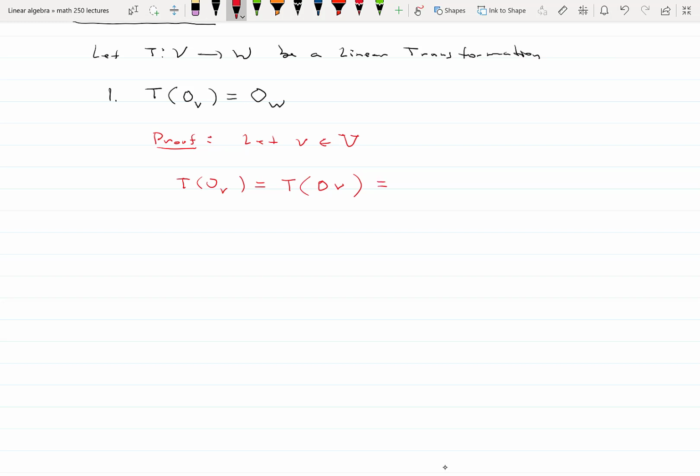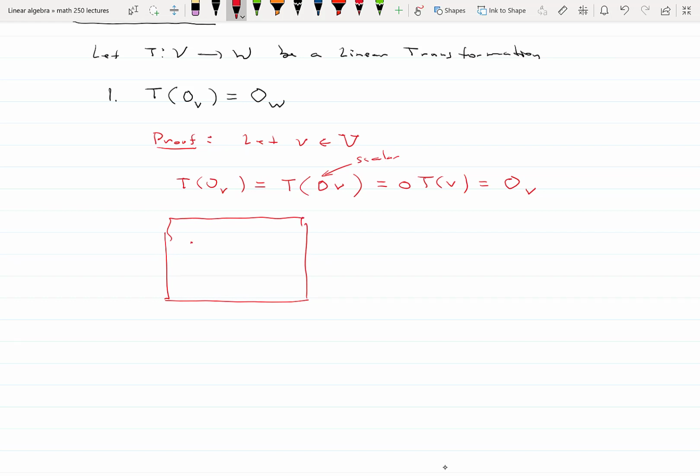But T is a linear transformation. So that scalar, that's 0 right there. That's the scalar 0. We factor it out. Why? That's property 2 of a linear transformation. And what is the scalar 0 times any vector T of v? That is the zero vector in W.